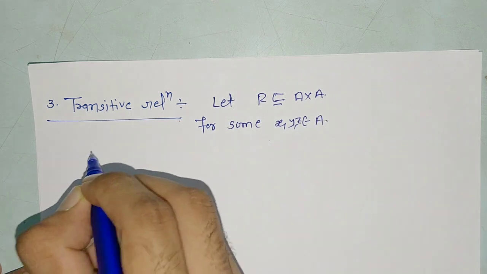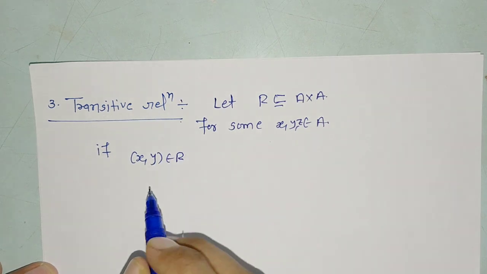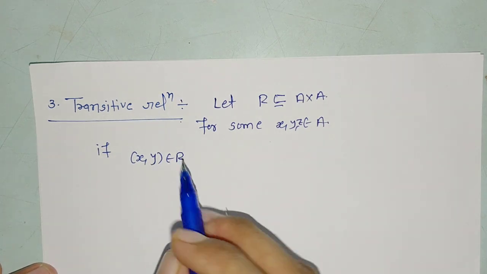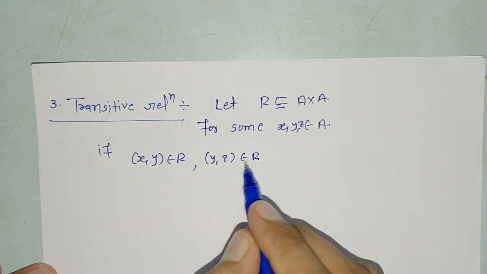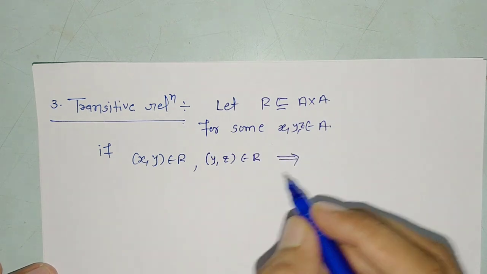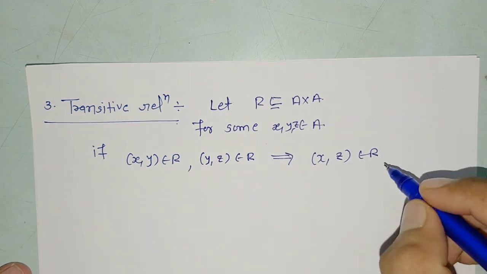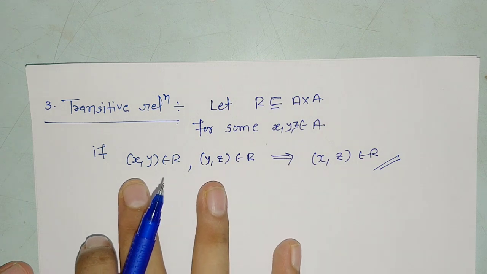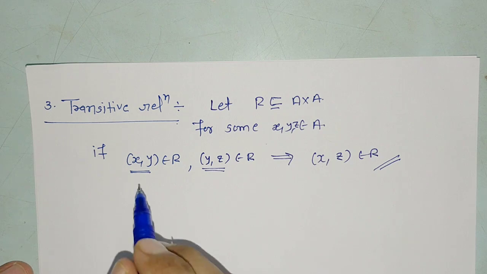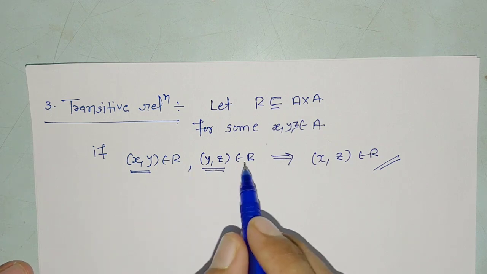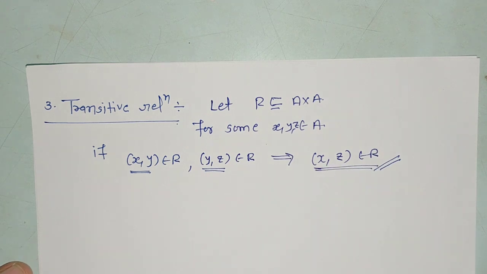For some x, y, z belonging to A, if (x, y) belongs to R, which we can read as x related to y, and (y, z) belongs to R, which we can read as y related with z, that must imply (x, z) belongs to R. What it says is that if I have any two ordered pairs in R, then I must have (x, z) in R.